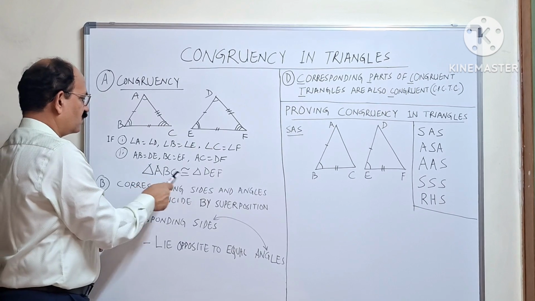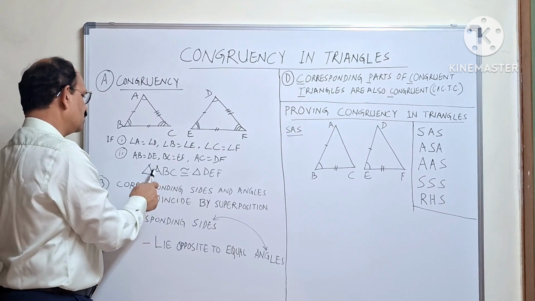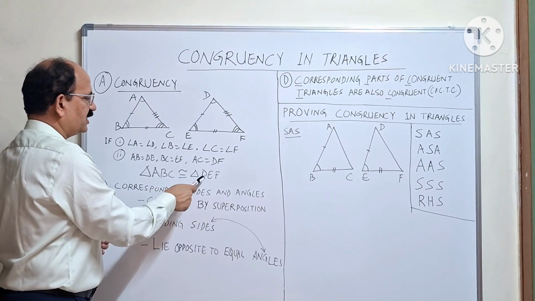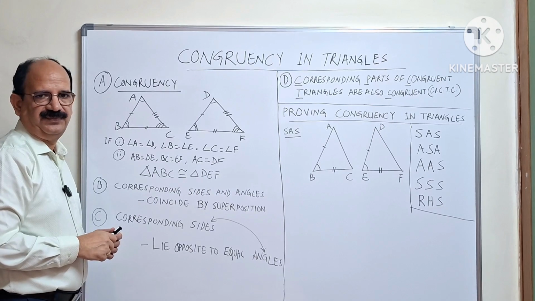And the congruence is written geometrically this way: the triangle ABC is congruent to triangle DEF.